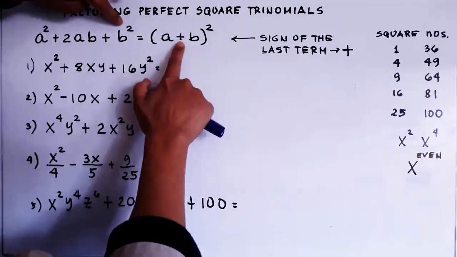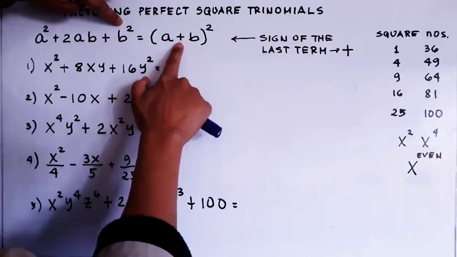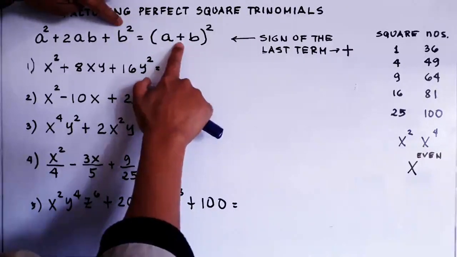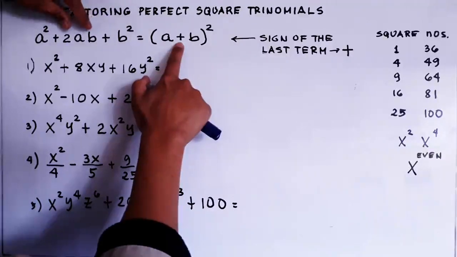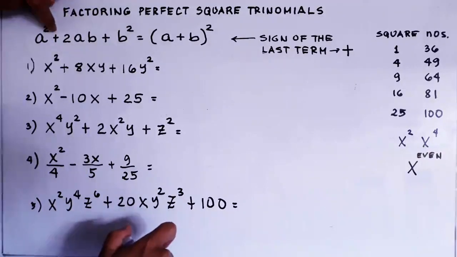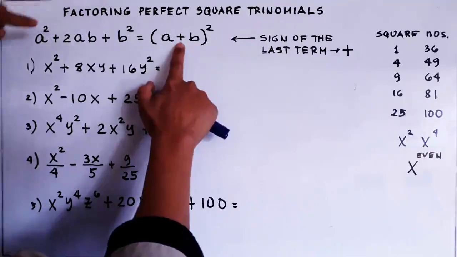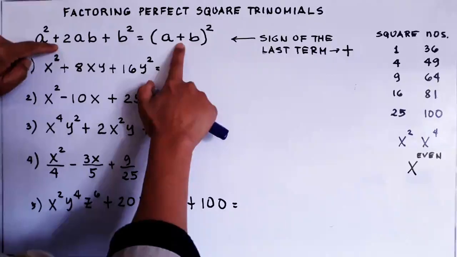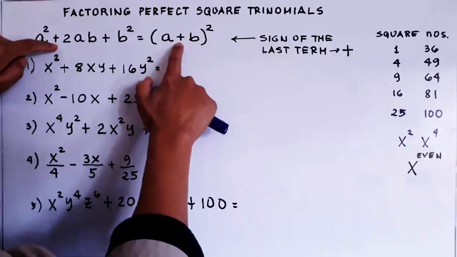What about the sign here? How do we find whether this one is positive or negative? You look at the sign of the middle term. Where's the middle term? Here. So what's the sign of the middle term? It is positive. If this one is positive, then this one is positive. If this one is negative here, the sign here will be negative also.